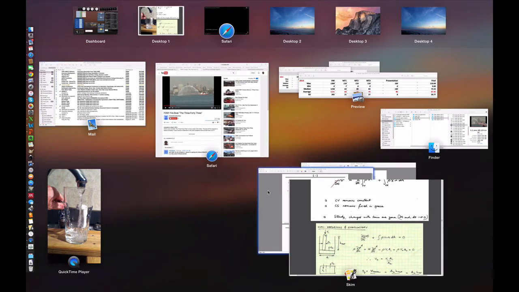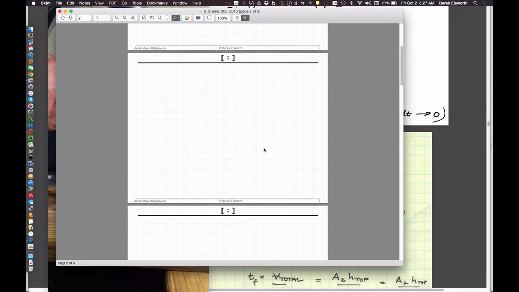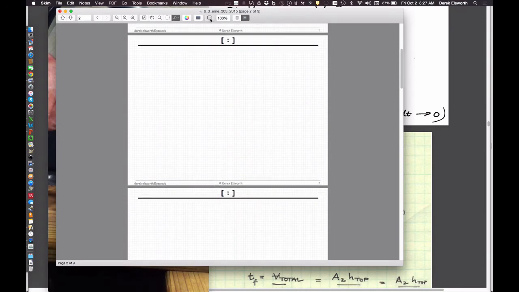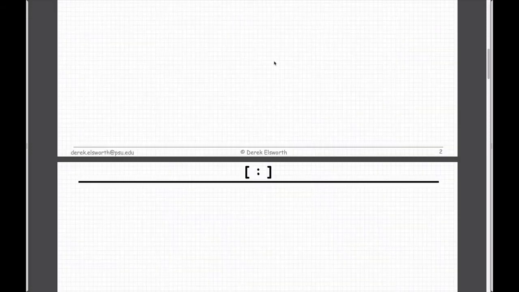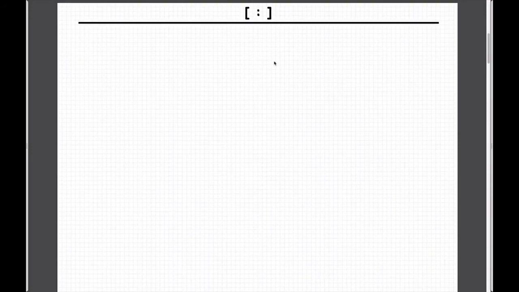So let's get a piece of paper. Let's get this going here. 6.3, conservation of mass is what we're doing. And so we can draw this system as being this. This is our beaker.